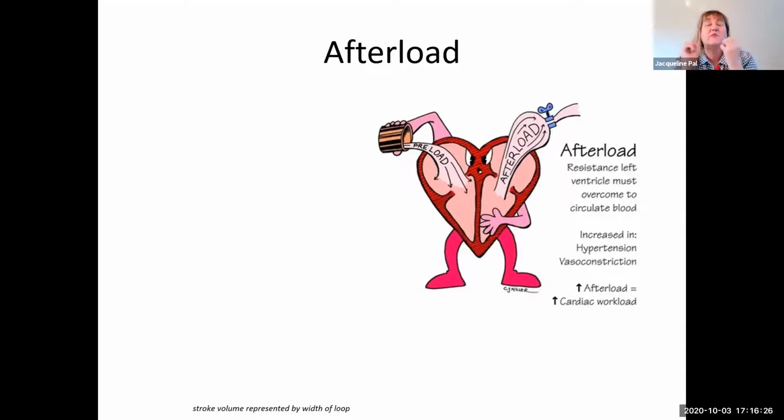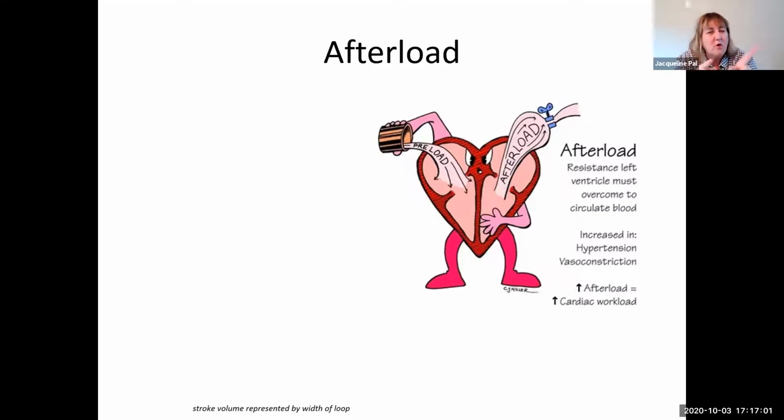So afterload is the resistance that the heart must overcome to circulate blood. The reason they're putting afterload on the left side of the heart is because usually we are talking about the blood pressure of the blood vessels going to the body, because that's where we have more problems rather than going to the lungs, because the lungs are really close nearby. So if you have an increase in systolic blood pressure, or vasoconstriction, or atherosclerosis, all of those are going to increase your afterload.